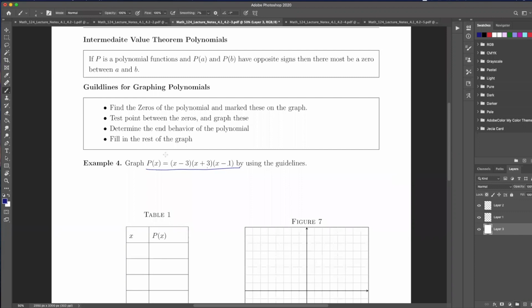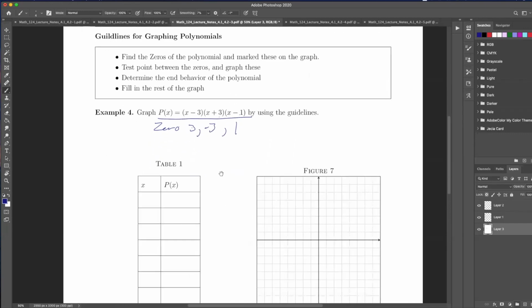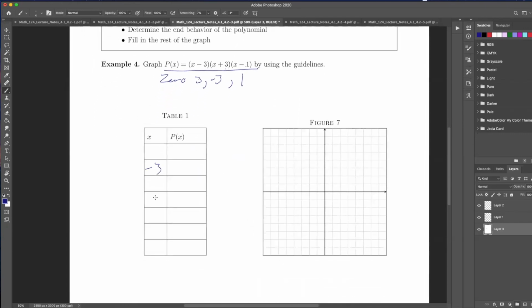Yep, someone's awake. All right, so the zeros here are 3, because if I plug 3 into here, I'm going to get a 0. 0 times anything is 0. Minus 3, because I plug in minus 3 here. Anything times this gives you 0, and 1. So here are my zeros of the graph. So I know these are zeros. So what I'm going to do, I'm going to put in minus 3, 1, and 3. I'm going to say the value here is 0, 0, and 0, right? So I know that. And so I'm actually going to put those points in.